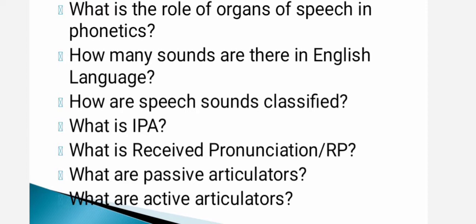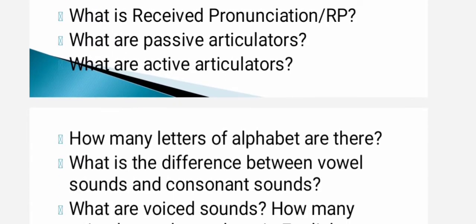Next, how many letters of the alphabet are there? The majority of students may confuse the sounds of English with the letters of the alphabet. Letters of the alphabet: 26, whereas sounds: 44, right? Sometimes, to confuse the students, they may ask this kind of question as well.